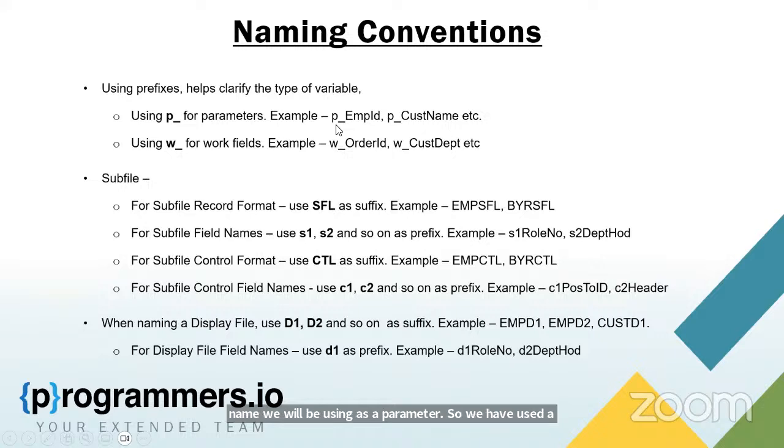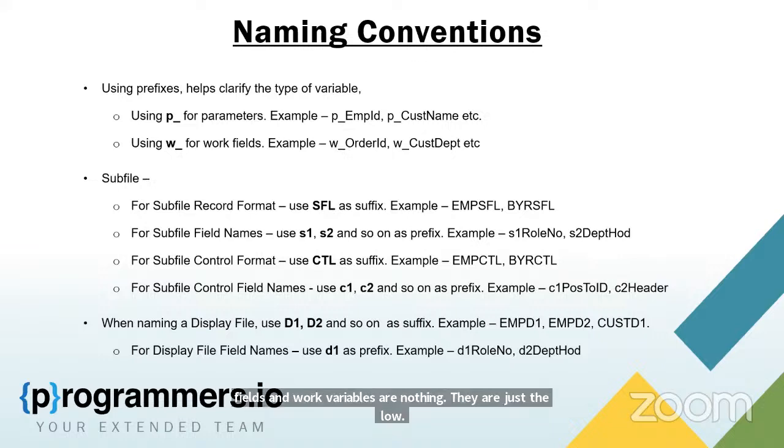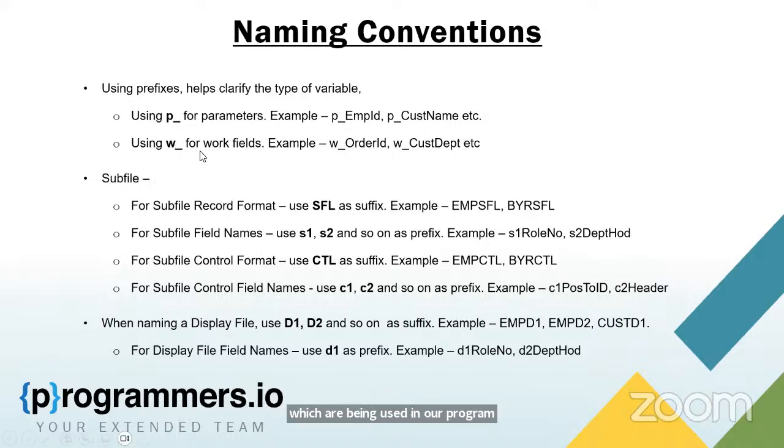When we are using the work fields or the work variables, work fields and variables are nothing but the local variables which are being used in our program. So we can keep a prefix w underscore, such as here we can see that order ID, customer, department, we have added a prefix w underscore.